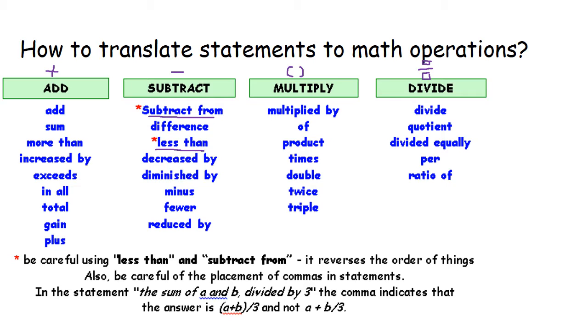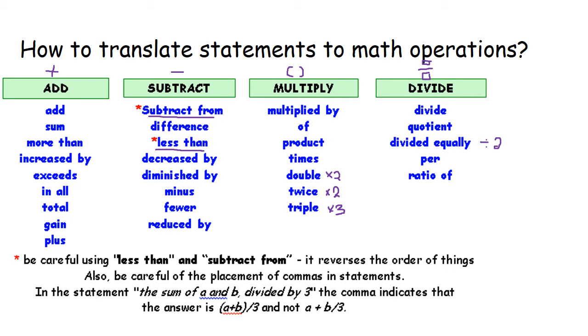And then if we look at the multiplication, the list includes multiplied by, of, product, times, double, twice, and triple. Double means times 2, twice means times 2, and triple means times 3. Division. The list includes divide, quotient, divided equally, per, ratio of. Divided equally means divided by 2.